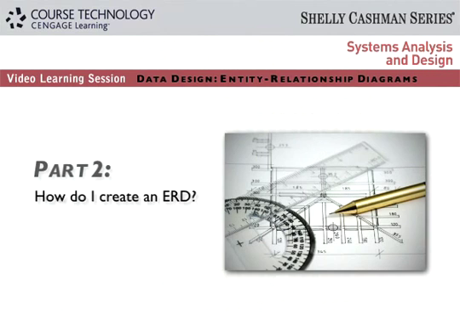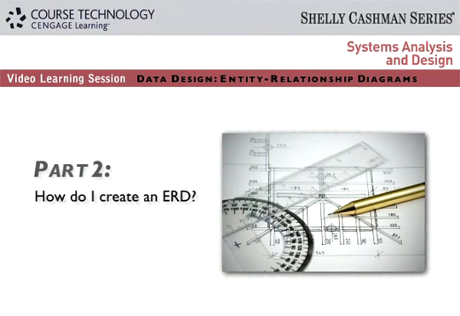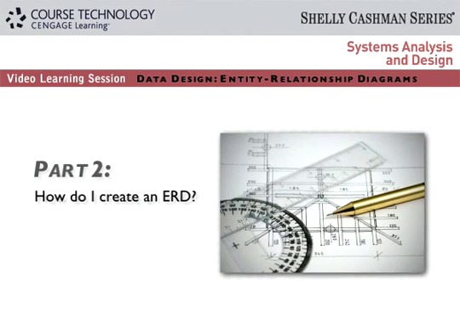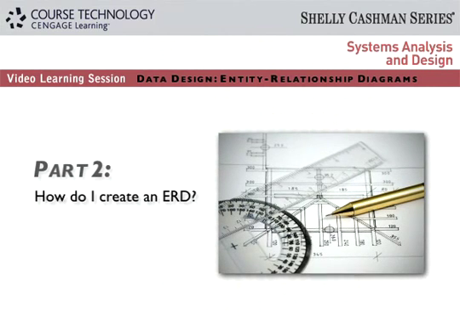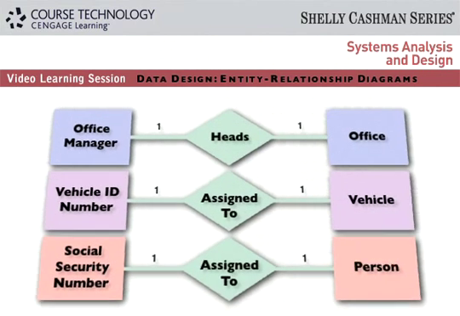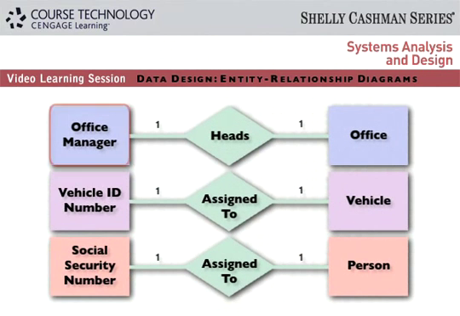You can draw an ERD freehand or use software tools. In these examples, we'll show entities as rectangles and relationships as diamond shapes. In a 1-to-1 relationship, one office manager heads one office. One vehicle ID number is assigned to one vehicle, and one social security number is assigned to one person.